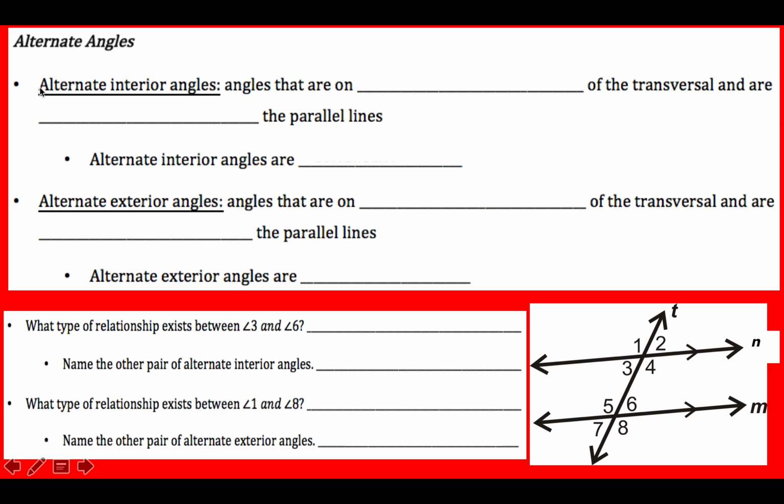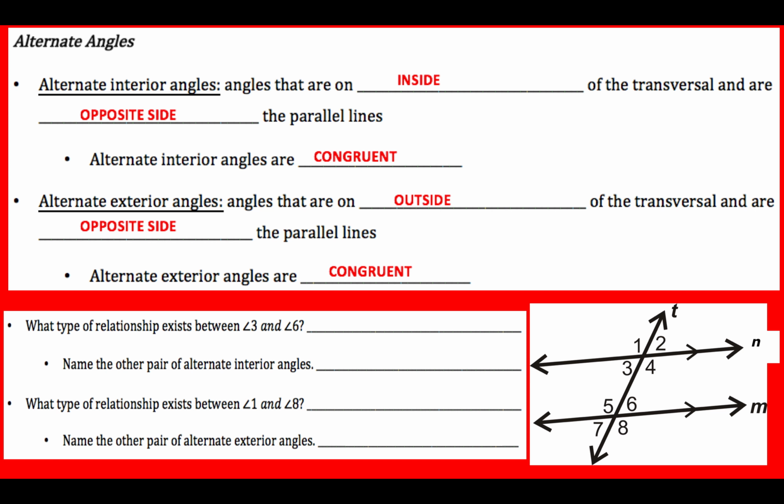Alternate angles. Alternate interior angles are angles that are on the inside of the transversal and on opposite sides of the parallel lines. Alternate interior angles are congruent. Alternate exterior angles are on the outside of the transversal and on opposite sides of the parallel lines. Alternate exterior angles are congruent.